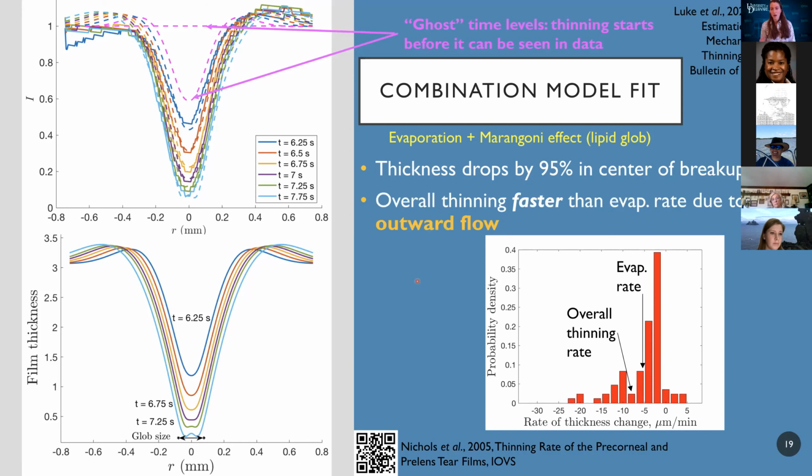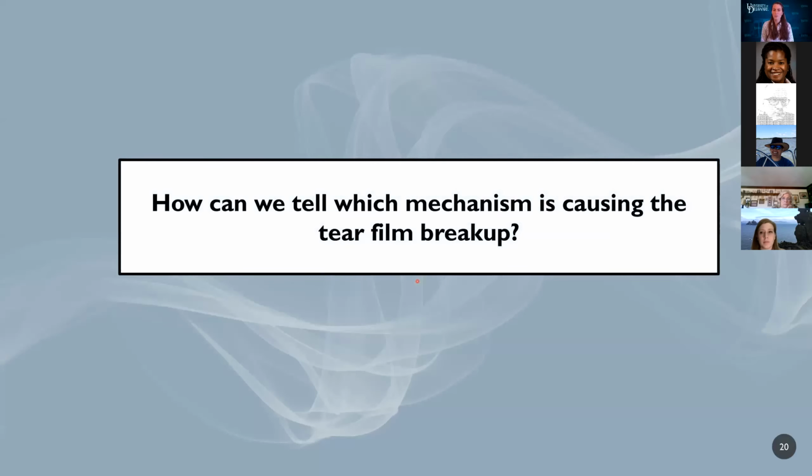And our overall thinning is faster than the evaporation rate due to outward flow. So evaporation is decreasing the tear film height, and outward flow is decreasing the tear film height. Okay, and this is characteristic of very strong Marangoni flow, beating the inward small pressure flow. Right. So let's look at some things together and try to answer an important question. How can we tell which mechanism is causing the tear film breakup?